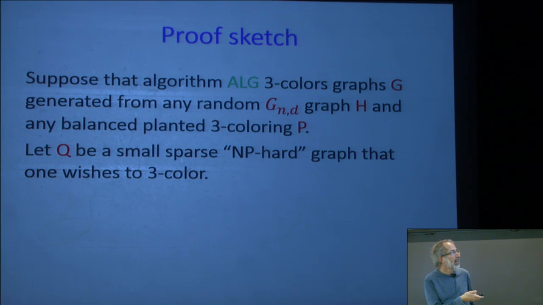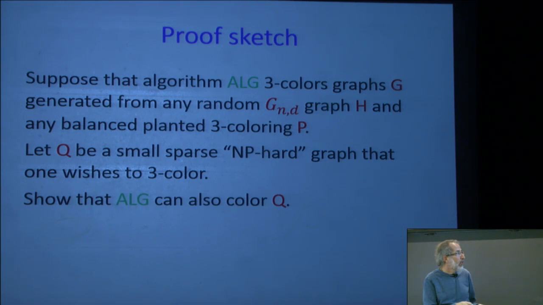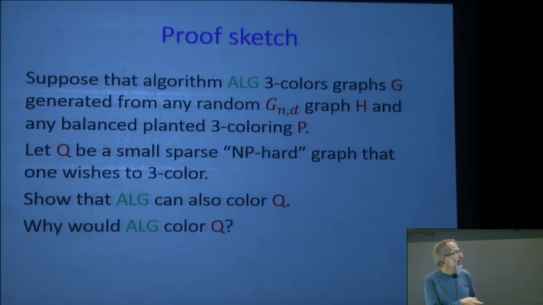So let Q be a small sparse NP-hard graph that we want to three-color. What we'd like to do is give this hard graph Q to the algorithm and ask it to color it. If it colors graphs from this somewhat random distribution that we had here, it would also necessarily be able to color for us our small graph Q. I'll show how we get this Q a little later.